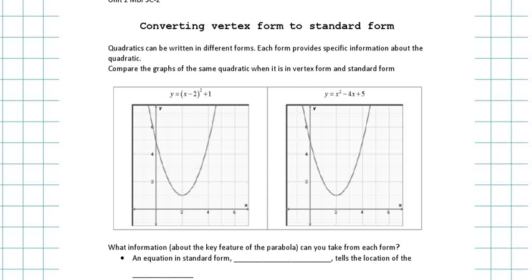So the second part of the lesson is converting vertex form to standard form. Okay? Remember that the vertex form looks like this. This is my vertex form, correct? Now, my standard form is going to look like this, right? So I want to go from vertex to standard.